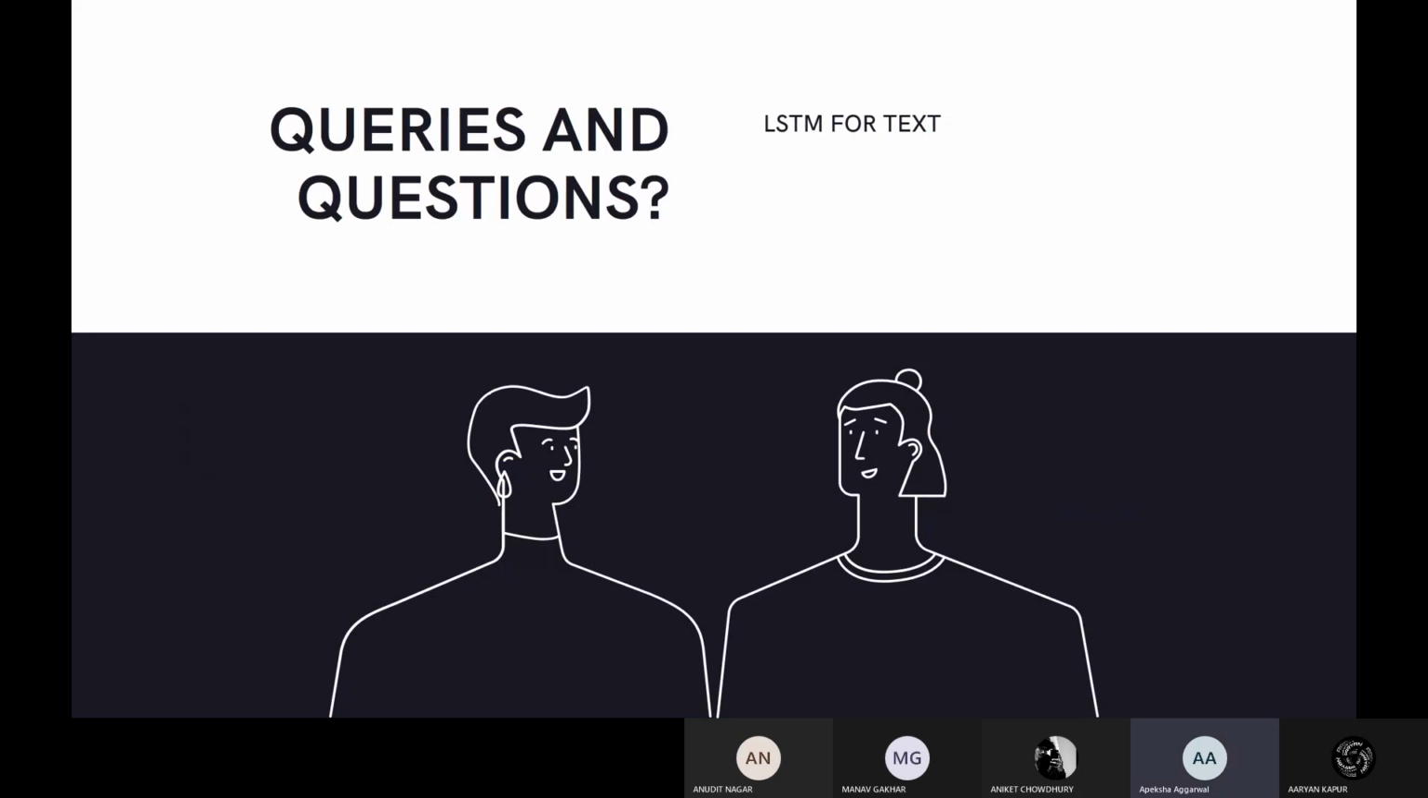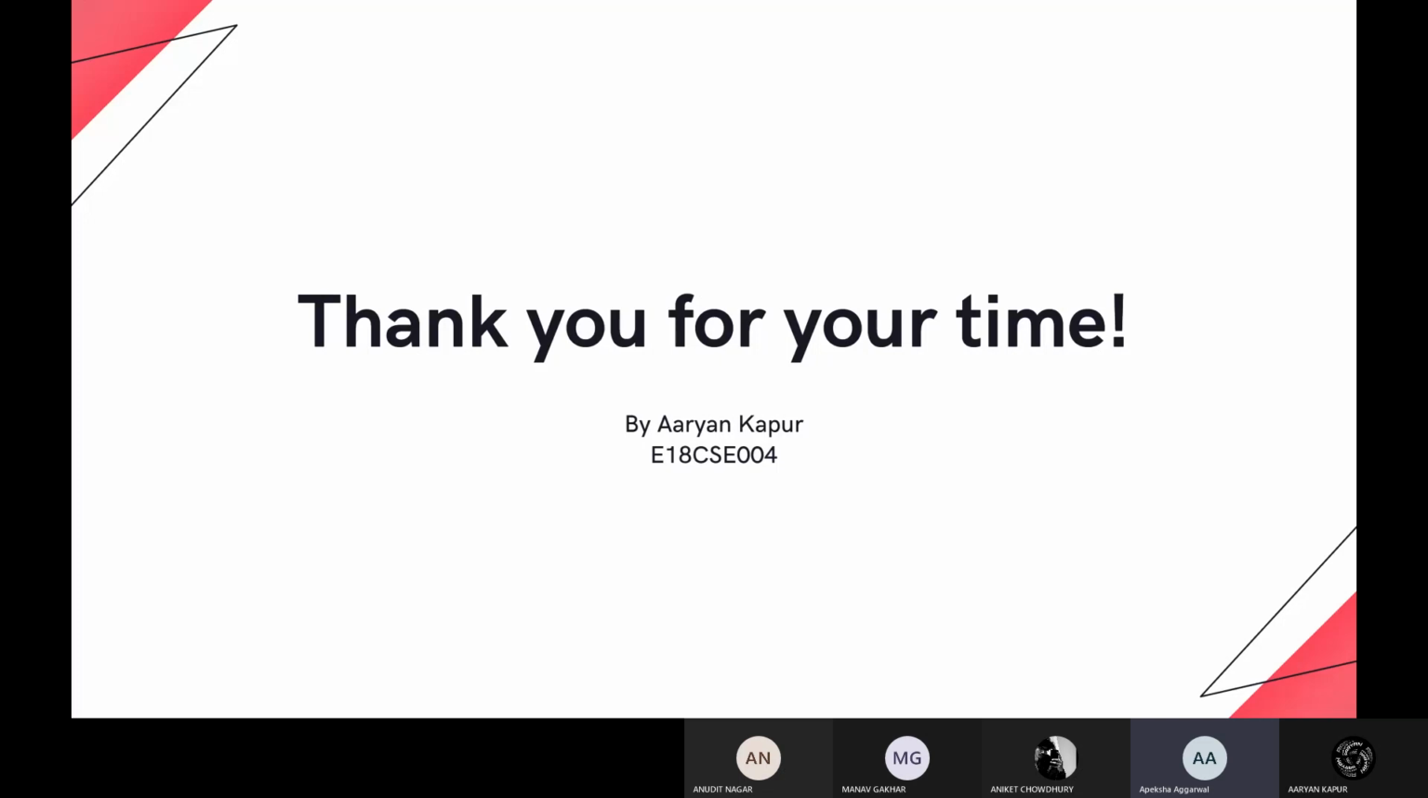All right, any questions? Now you all have to explain why three gates are required in LSTM and why only one gate in GRU.